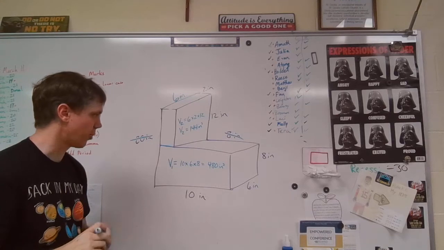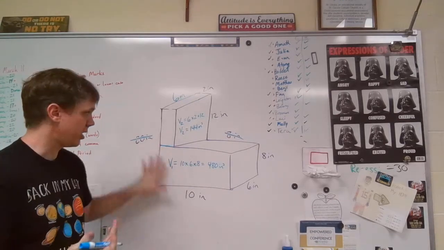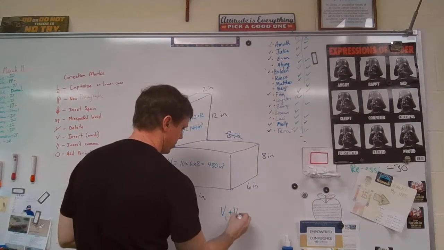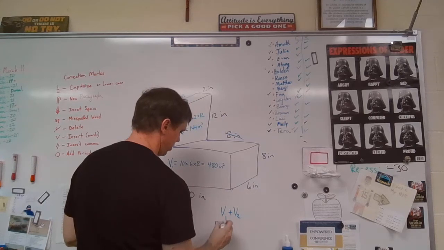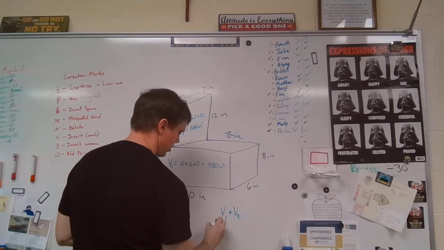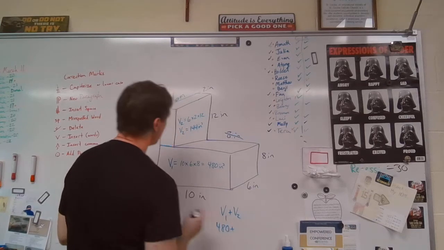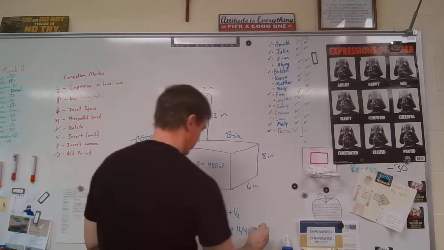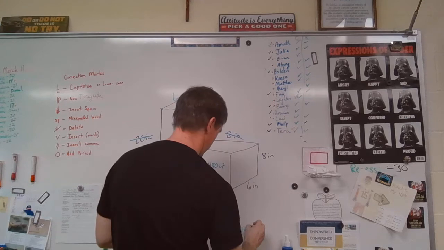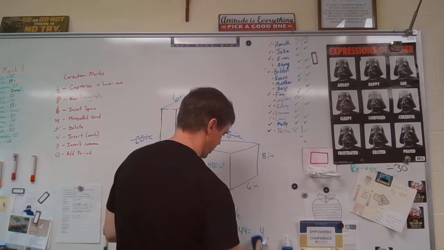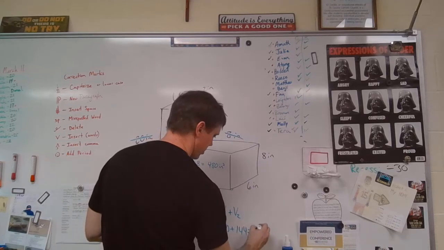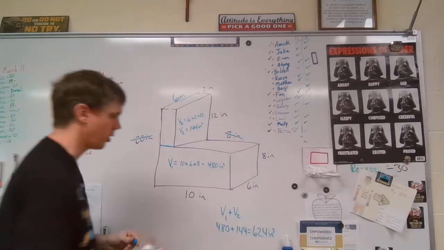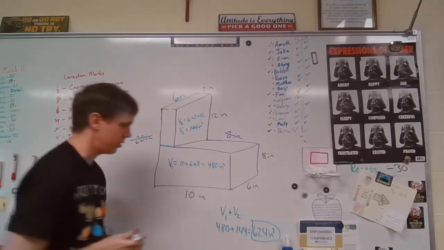And this one here is 480. So to find out the whole volume, all we have to do is we're going to add volume 1 plus volume 2. So we're going to do 480 plus 144, which is going to be 4 to carry the 1, 624. I could probably write that not all on top of itself. And hopefully you can still see that. Okay, so down there, 624 inches cubed.